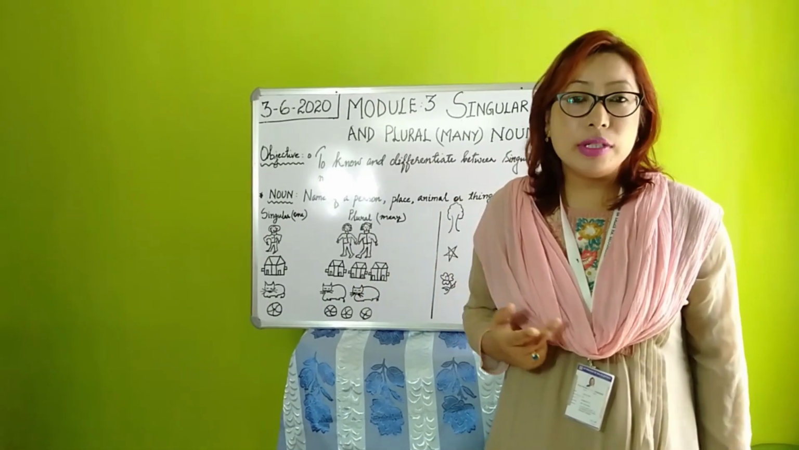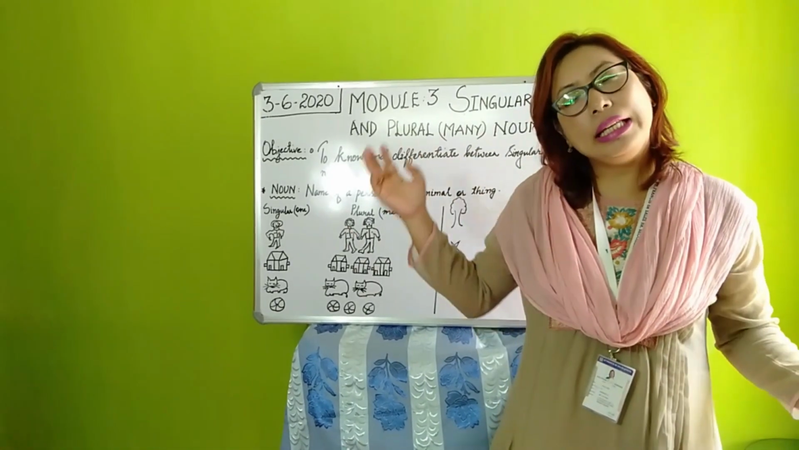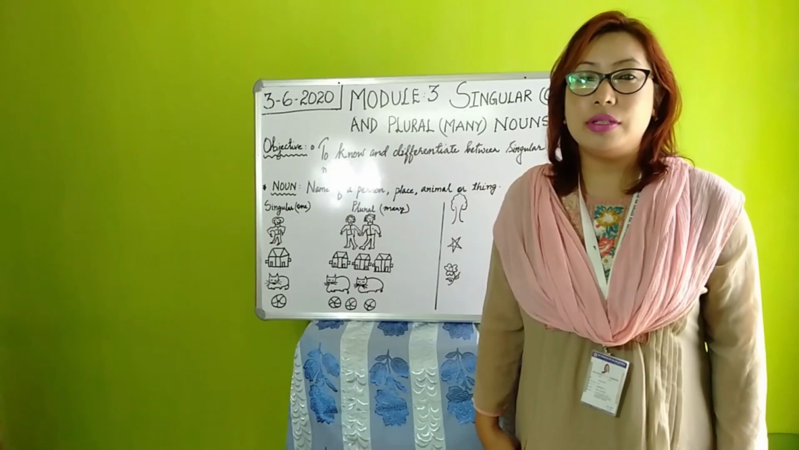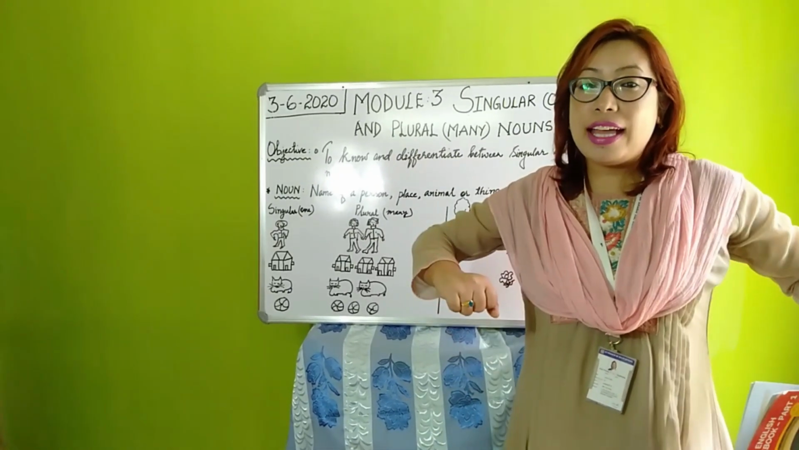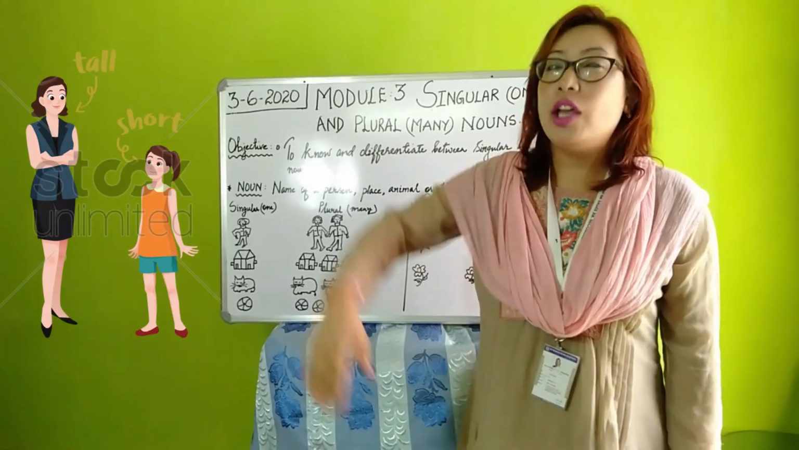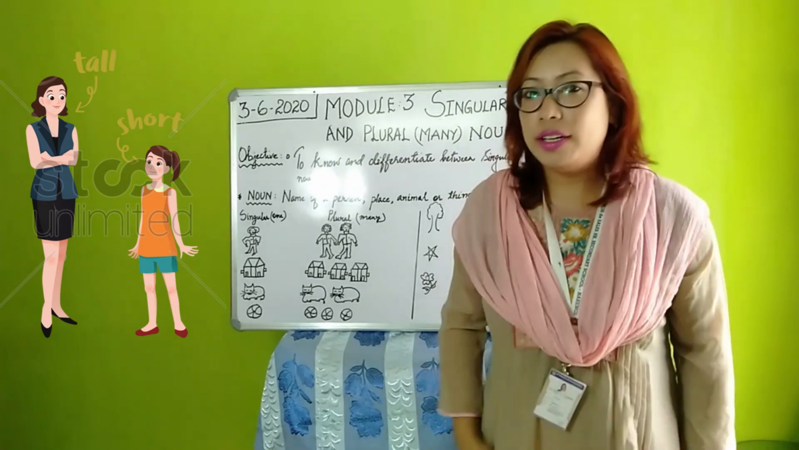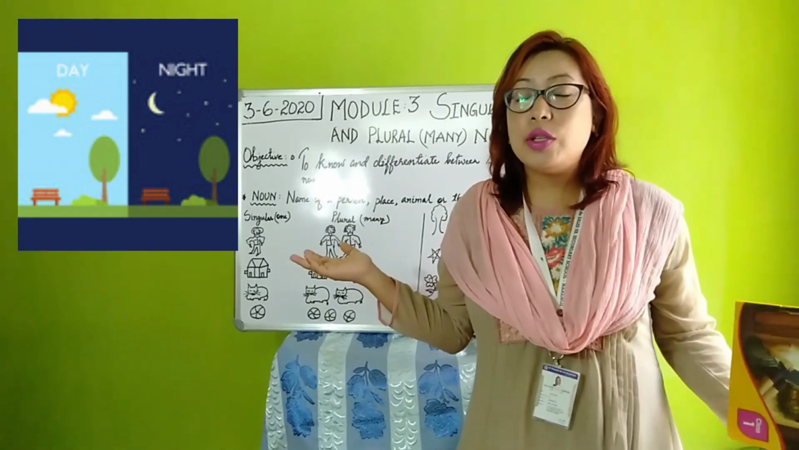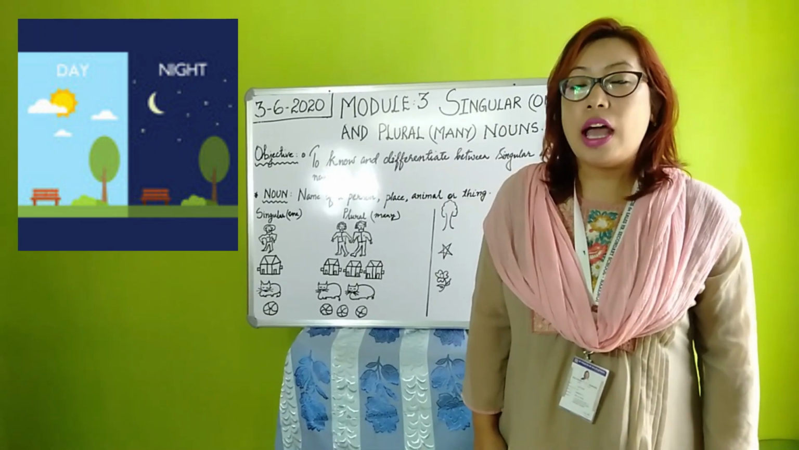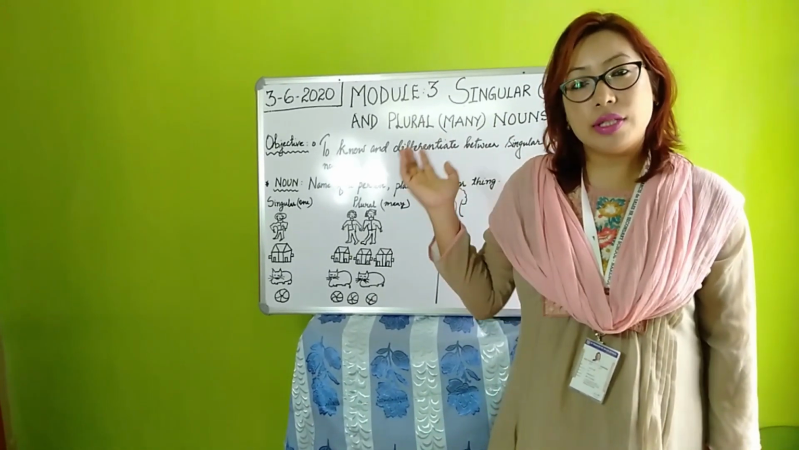So what are opposite words? Opposite words are words that have completely different meanings. I have given you so many examples. Fat. What is the opposite of fat? It is thin. Tall. What is the opposite of tall? Short. Day. What is the opposite of day? It is night. So I hope you have recalled what we did in our previous class.